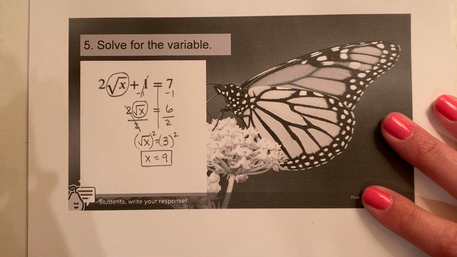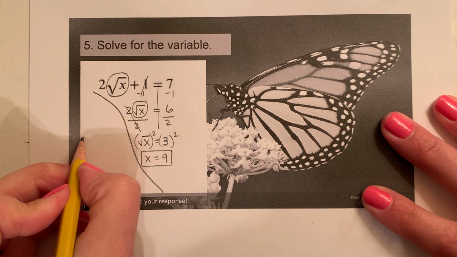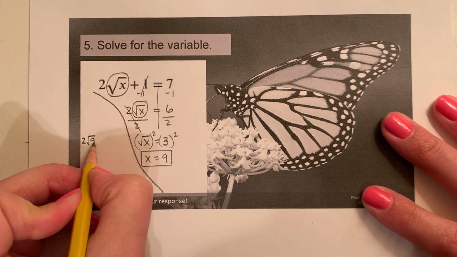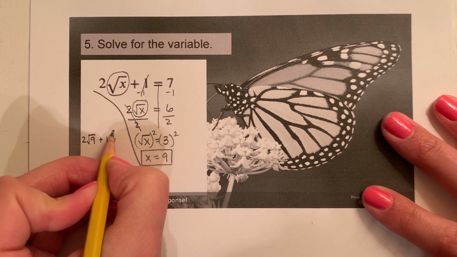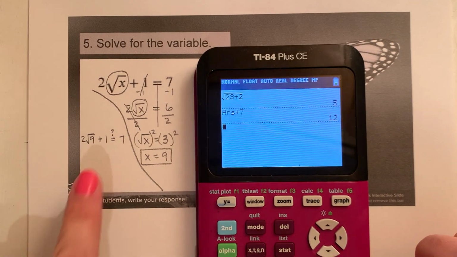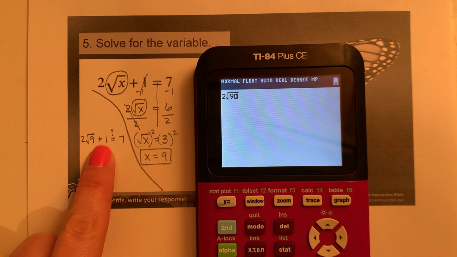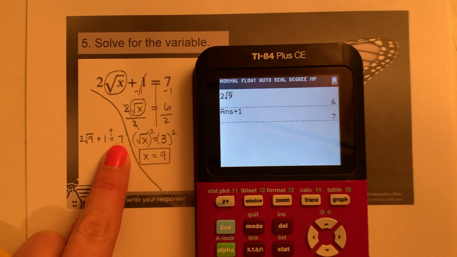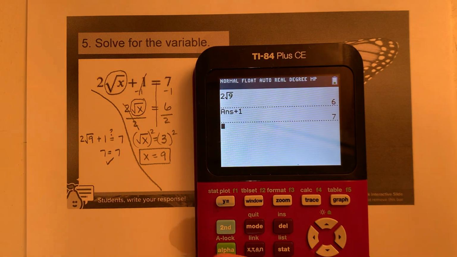Okay, let's plug that in, make sure it works. Let me draw this line here so I've got a little bit of space. So I have 2 square root of 9, taking the 9, putting it back in for x, plus 1, and I want to know, does that all equal 7? Okay, I'm going to take the left side, 2 square root of 9. I'm going to go ahead and press enter and then plus 1, and I get 7, which is exactly what I was hoping for. So no extraneous answer here.